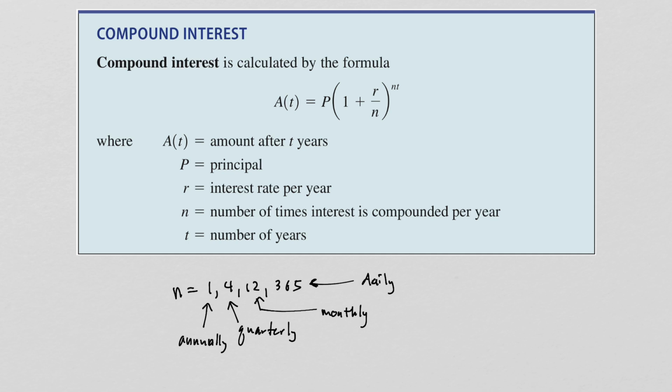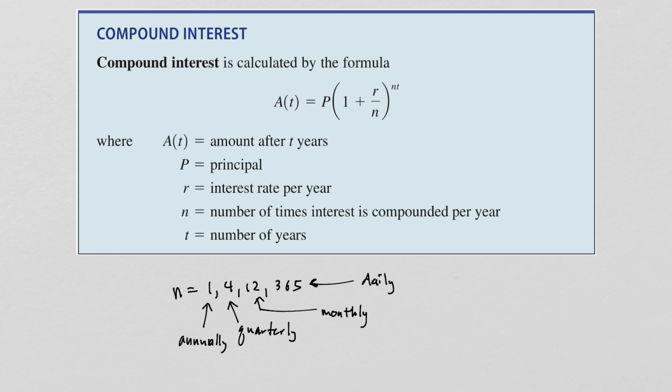And finally, T is the number of years you're going to leave that money in this account. And then the formula says A of T, which is the amount of money you will have after T years, is equal to this formula. Now, I won't derive this formula here, but basically what happens is you get a snowball type of effect.